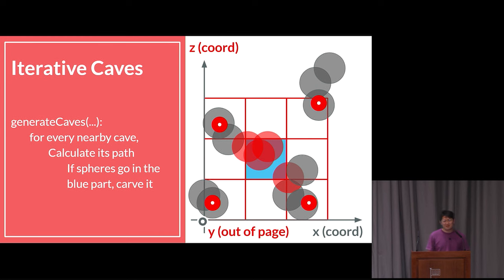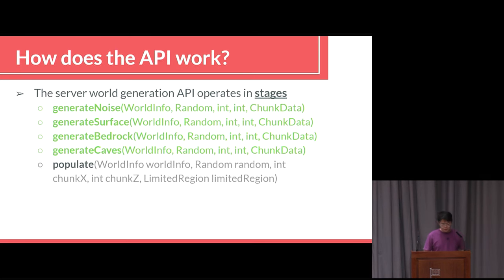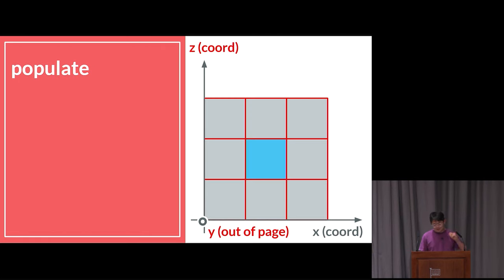Minecraft has a bunch of caves that kind of work like this. They're still there, but the newer caves work more like the first variant, the noise caves. And this is now what our world generation looks like, with the caves and the noodle cave. So that leaves us with the most iffy stage among all of them, populate. Let's shift back to the bird's eye view again.